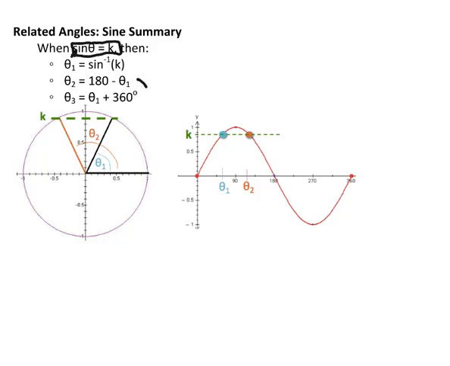So this is the rule for sine theta equals some number k only. So this doesn't work for cos theta equals some number k or tan theta, right? This is only going to be true for sine.